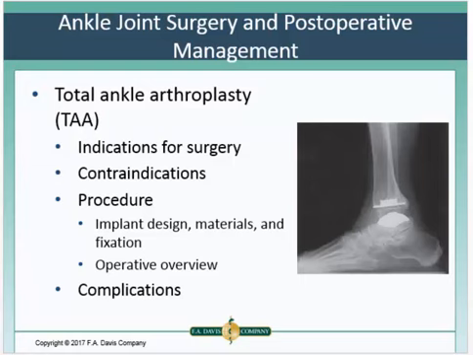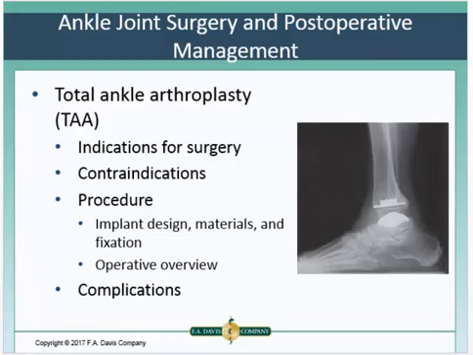Those who will get a total ankle replacement should have a low to moderate physical demand. So this isn't made for somebody who wants to return to running or a high impact sport. They also have to have some ligamentous stability. So if they have recurrent ankle sprains, this may not be the best procedure for them. And also they need to have good vascular health in the ankle so that there can be healing after surgery.